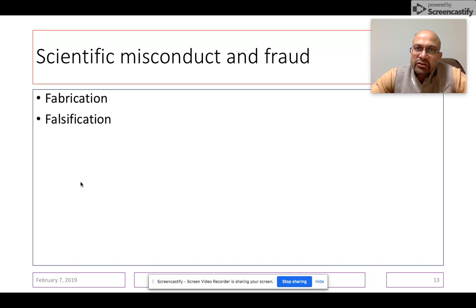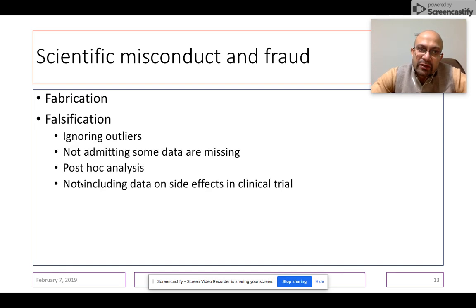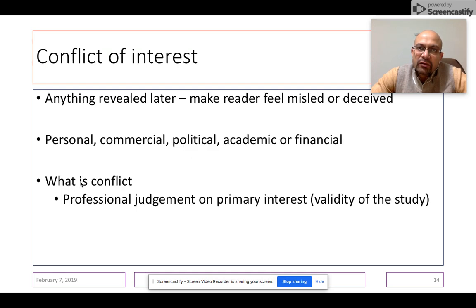Data falsification is when you ignore the data. You are ignoring the outliers. You're not admitting that some data are missing. You do a post hoc analysis, but you do not tell the readers that you have done a post hoc analysis. Or maybe you don't include the data on side effects in a clinical trial. So both these practices of fabrication and falsification are not kindly viewed upon and are not good in academic practice.